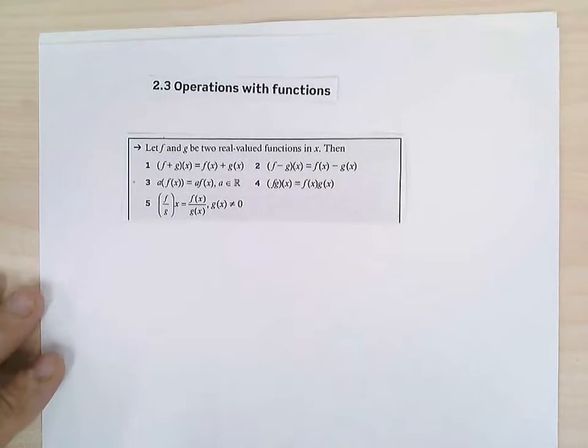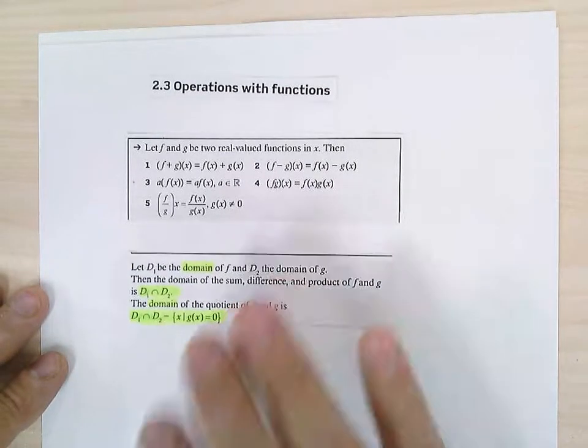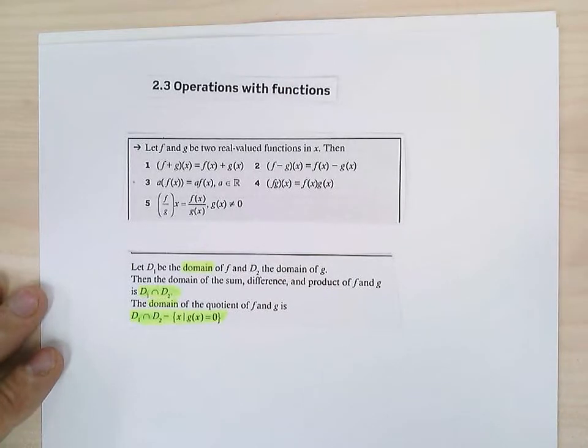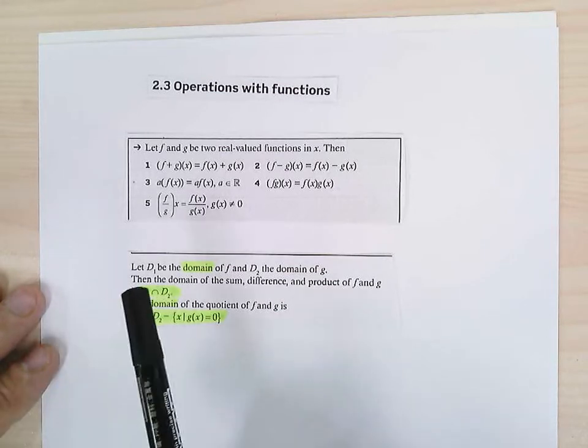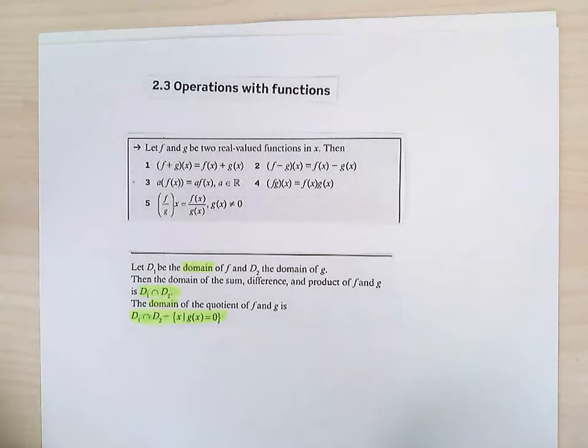But what you probably haven't seen before, or talked too much about, is this: let D1 be the domain of f and D2 the domain of g. Then the domain of the sum, difference, and product of f and g is the domain D1, and this little symbol here means the intersection, with the domain D2. So you've got to find their intersection, or their overlapping area.